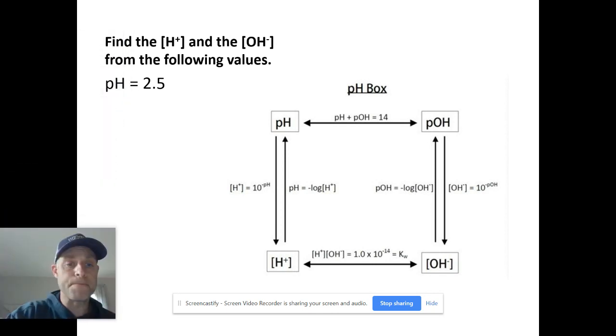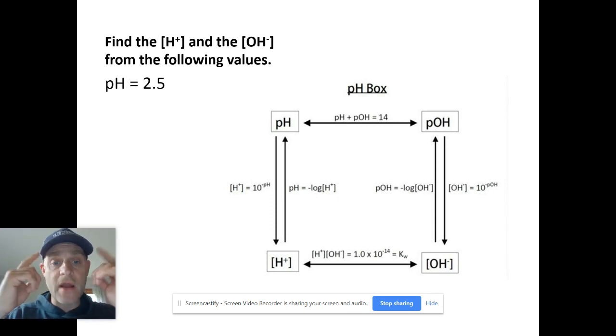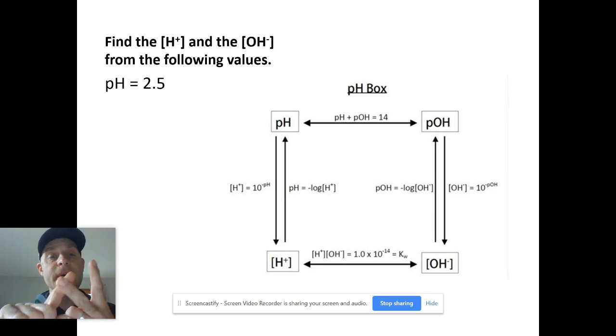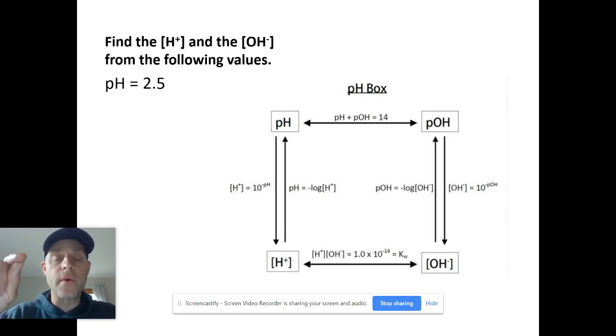It says, find the concentration of H plus and the concentration of OH minus from the following values. Now, when I read that, my mind says, I must find both H plus and OH minus concentrations. And that's probably right, but I'm going to go easy with you today. If I have pH, all I'm going to make you find is H plus. If I have pOH, all I'm going to make you find is OH minus. So I'm going to make them one step.